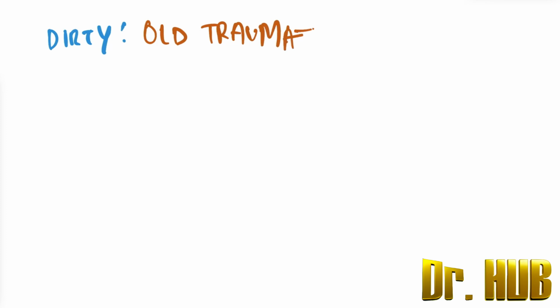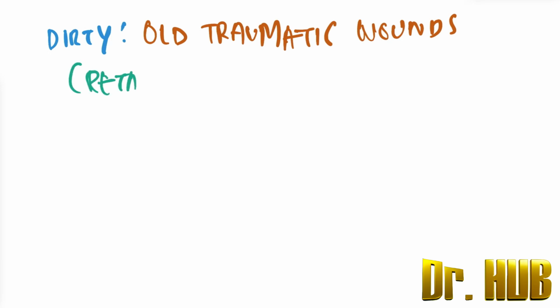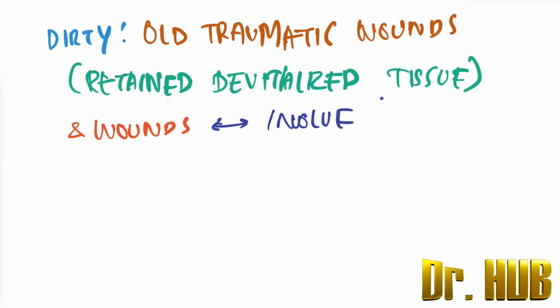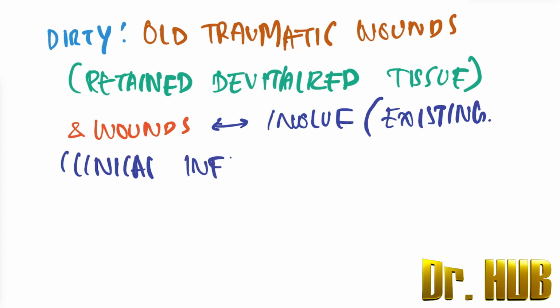Next we move on to the dirty type. Here there are old traumatic wounds with retained devitalized tissue, and wounds that involve existing clinical infection or perforated viscera.